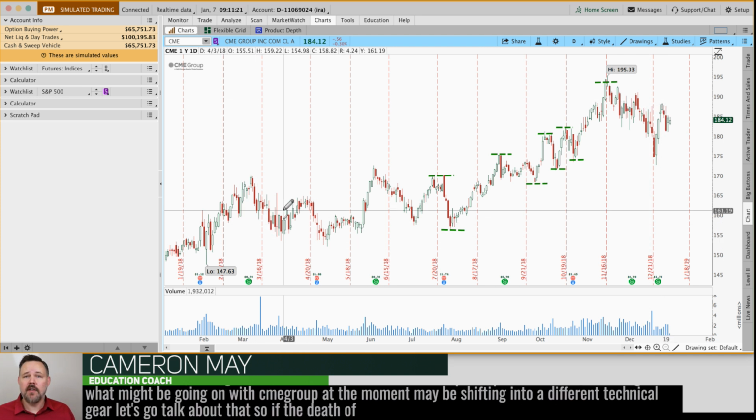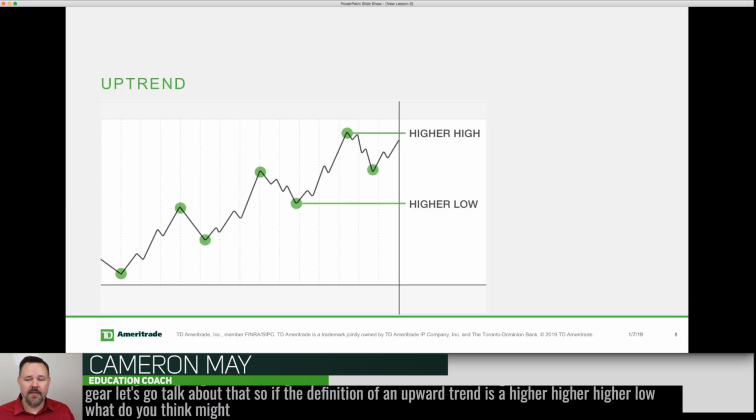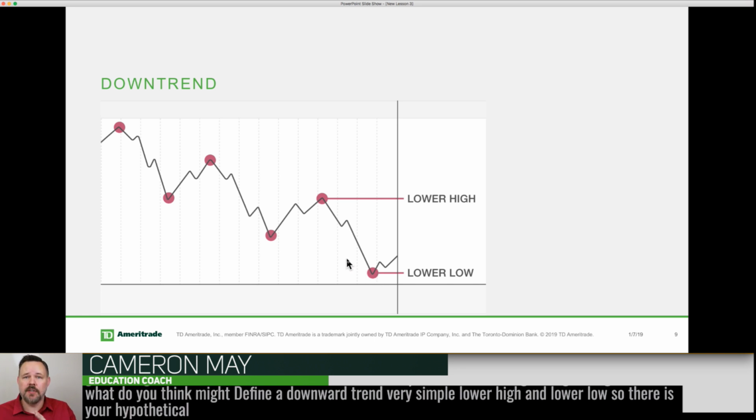So if the definition of an upward trend is a higher high and a higher low, what do you think might define a downward trend? Very simple. Lower high and lower low. So there is your hypothetical scenario. Let's look at a lower high and a lower low on a chart using a real example.